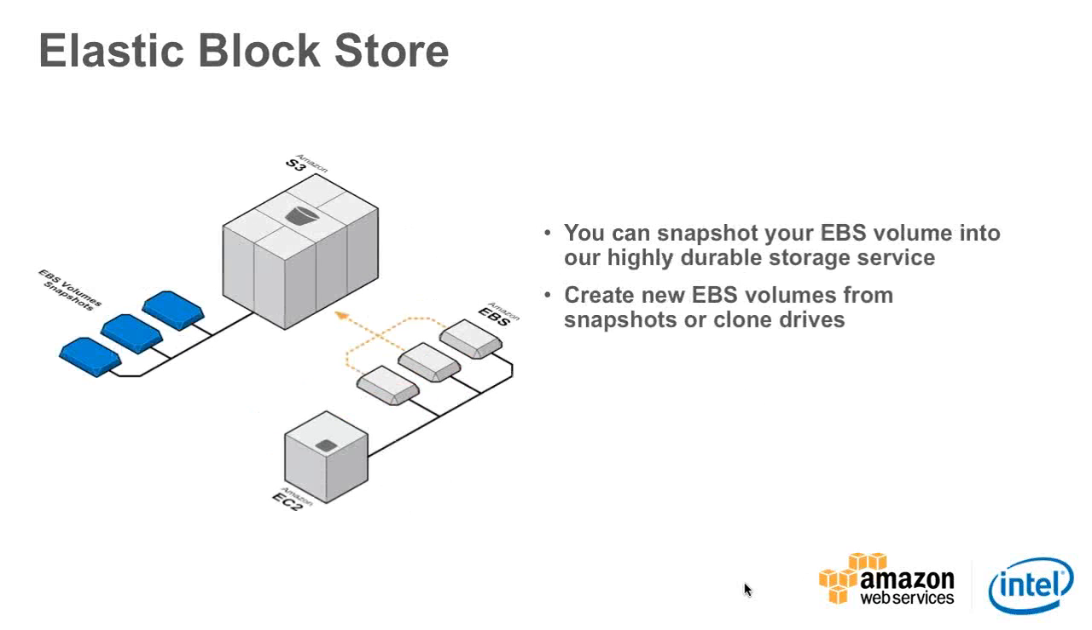On that note, we also allow you to create so-called snapshots of your Elastic Block Store. Every volume can be snapshotted at any point in time, and that snapshot will be stored, you have guessed it right, in our highly durable storage service, also referred to as Amazon S3. You can also create new EBS volumes from such a snapshot, or you can even clone individual drives. This is great if you want to create a certain baseline of a virtual server and want to replicate this multiple times.